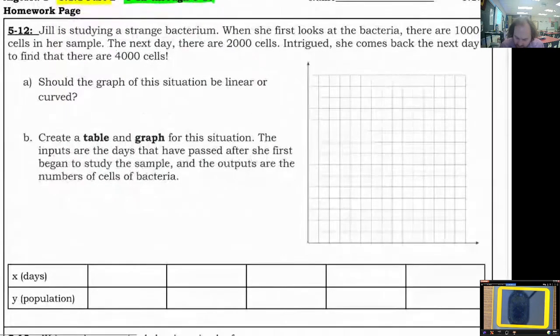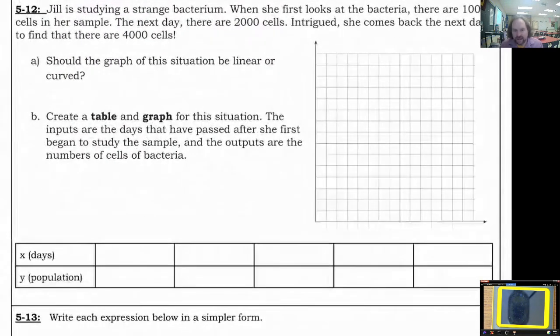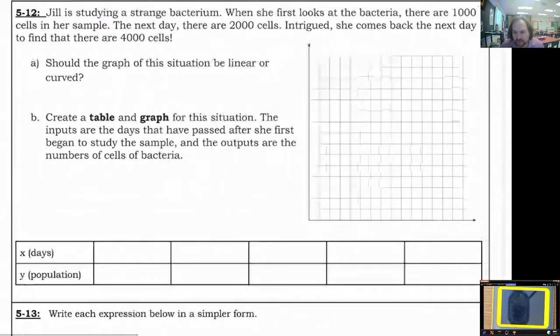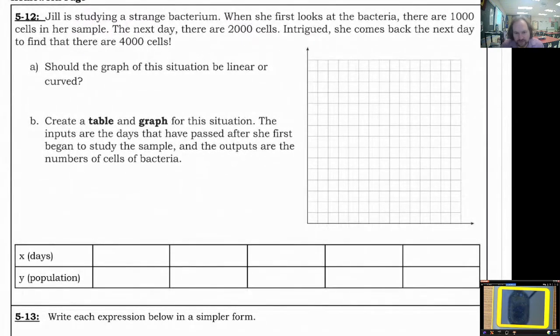512 is going to go right back to the rabbit problem that we did today in class. Jill is studying a strange bacterium. When she first looks at the bacteria, there are 1,000 cells in her sample. So 0, 1,000 is going to go right in our table right away. The next day, there are 2,000 cells. And intrigued, she comes back the next day to find out that there are 4,000 cells.